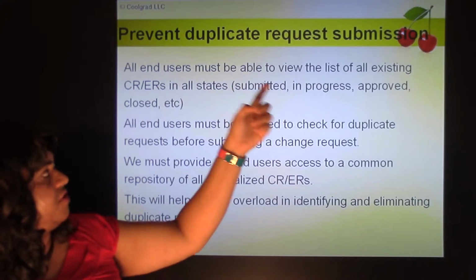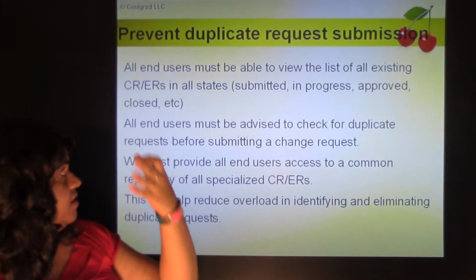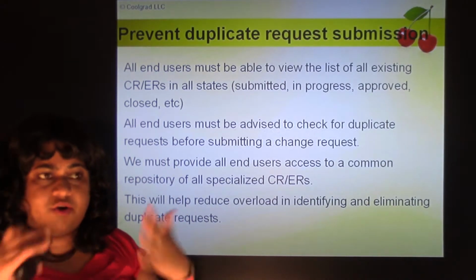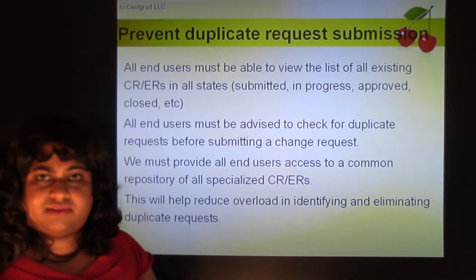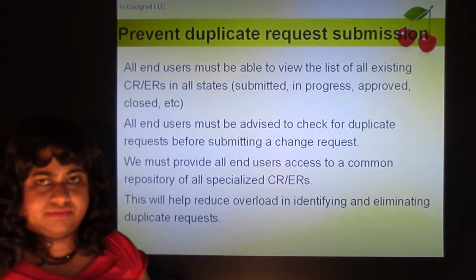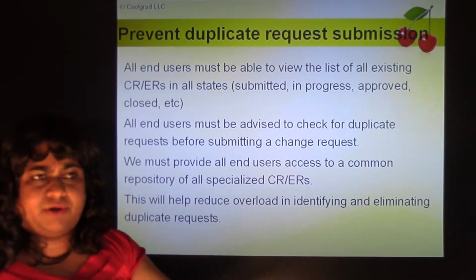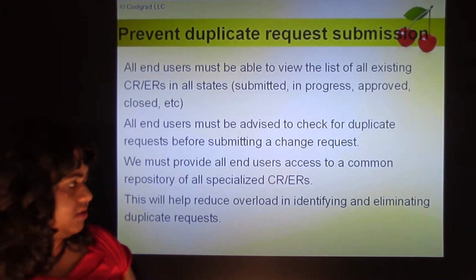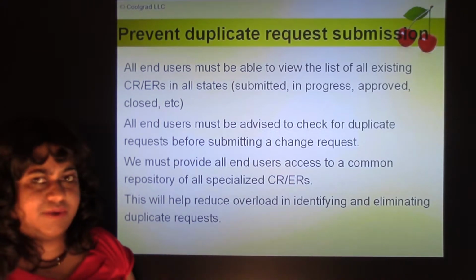What the submitter does after rejection, there is a whole slide that talks about that later, okay? So, prevent duplicate request submission. All end users must be able to view the list of existing CRs and ERs in all states. Even if a CR has become a spin-off project, or has become a user story which is now in the testing phase, whatever state it is in, the summary of all the CRs and ERs which have been submitted must be available to all the end users so that they don't waste their time submitting duplicate requests. We already talked about it. It reduces the overload in identifying and eliminating duplicate requests.